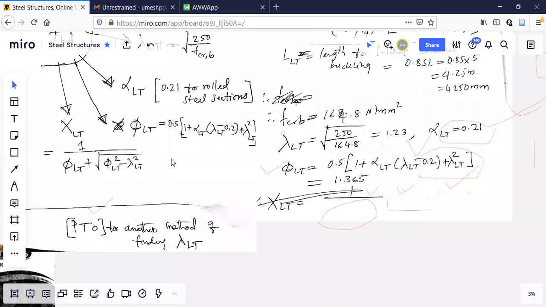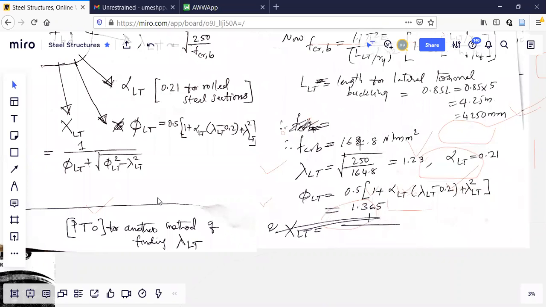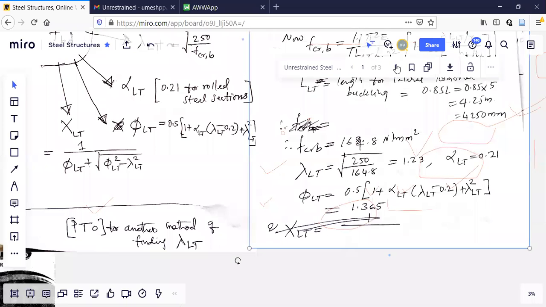After this, chi LT has to be calculated. Chi LT is, you can see this formula here. I think it is in the next page of this, but anyway, I'm just giving it to you here itself. See this chi LT, you substitute all this and find out chi LT. Let us go to the next page of the solution.